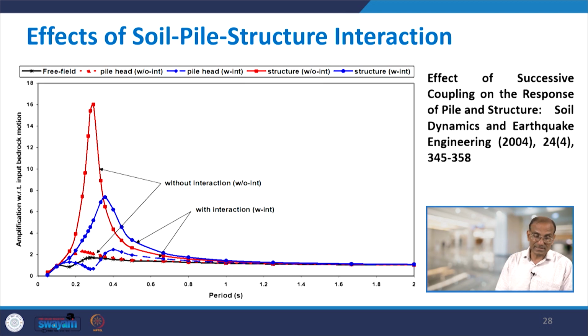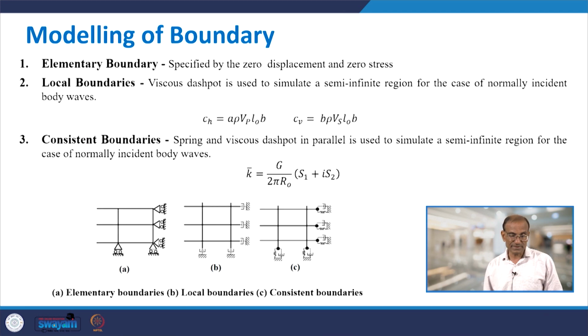In that case your response acceleration factor shoots up like this, which you could see here. But when you consider the effect of interaction, then these values first of all come down from a very large value to a finite value, which is coming here, and then start decreasing with the period or time frequency. So, this is the more real case then. The effect of successive coupling on the response of pile and soil has been published in Soil Dynamics and Earthquake Engineering.